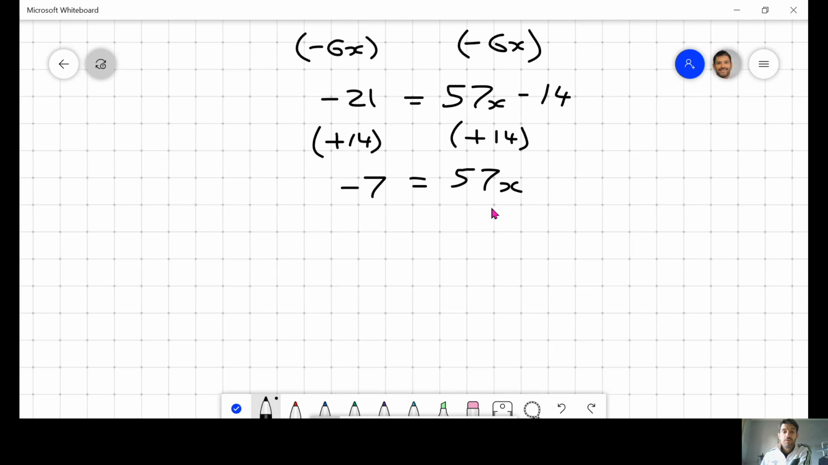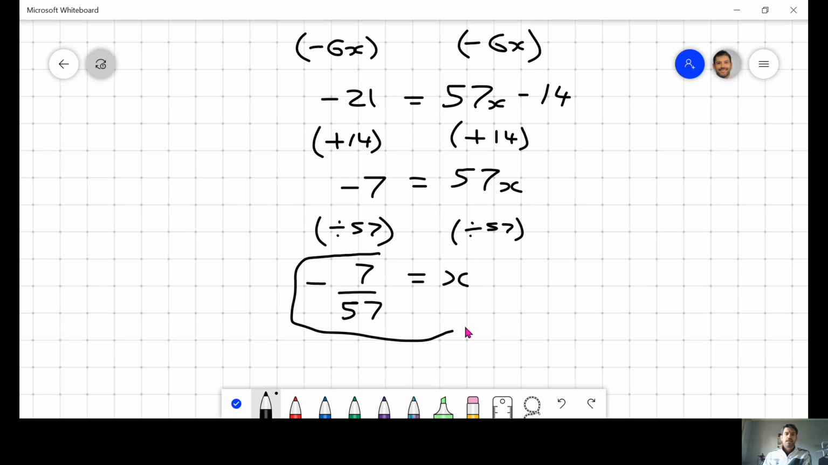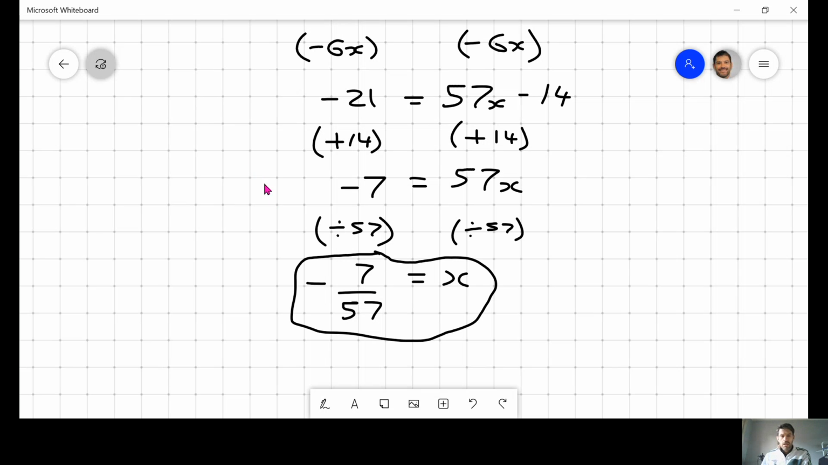And then the final step, divide by 57. Divide by 57. X equals negative 7 over 57. 7 is prime, so unless it goes into 57, which it doesn't, you can't simplify it. And so that's your final answer. Again, not so easy to check your answer with those. Good practice, but I'm not going to do it. And I don't think they get any harder than that. I mean, I'm not saying they're easy.